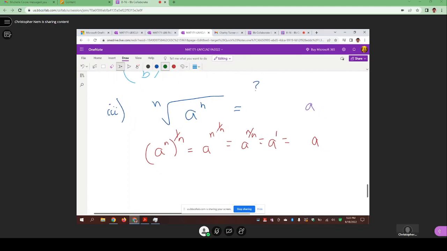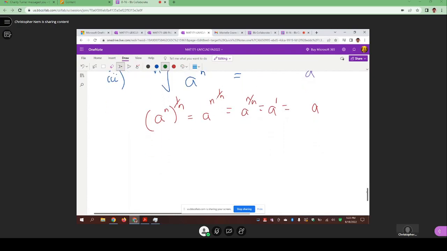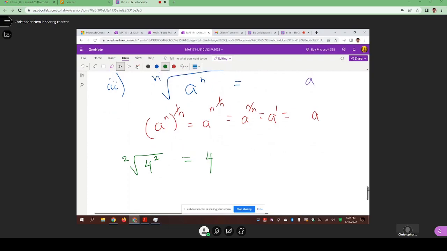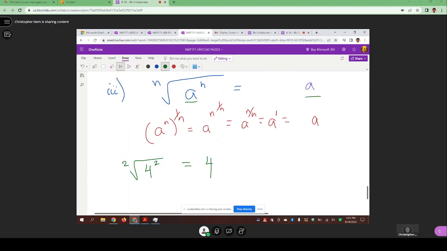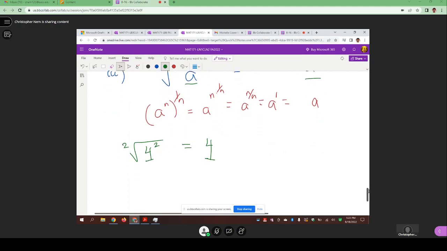So let's do a concrete example. Let's do square roots, 2. Let's do 4 squared. 4 squared is 16. What is the square root of 16? Well, that's going to be 4. So it looks like the values A and A do match up nicely, right? Or at least you would think so.